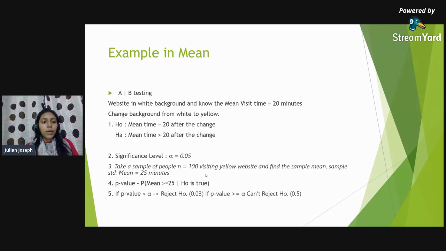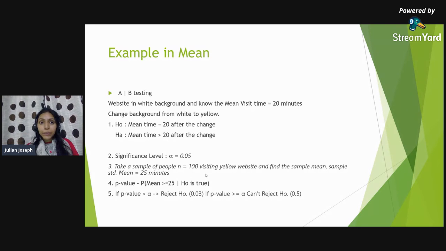Now, the significance level, or the amount of type 1 error that we can accept, is going to be 0.05. This is usually the standard, but it can vary from 0.1 to 0.001. It will vary based on your question, but you have to decide this before you begin. Now we've taken a sample of say 100 people who visit the yellow website, and we try to find their sample mean time and sample standard deviation, and we end up finding, for example, that the mean is 25 minutes.